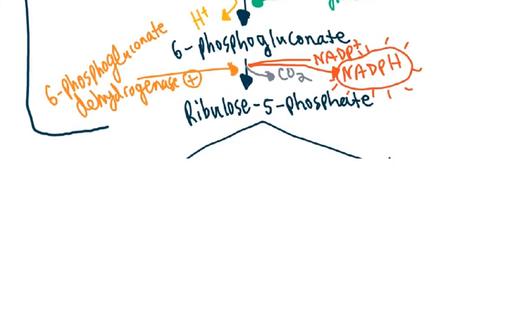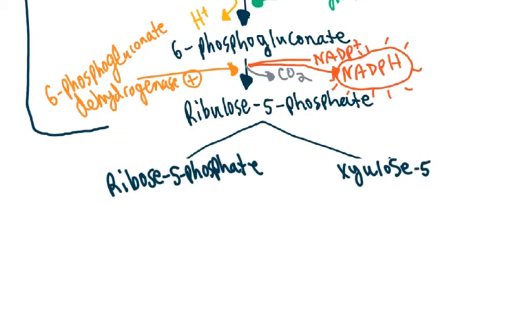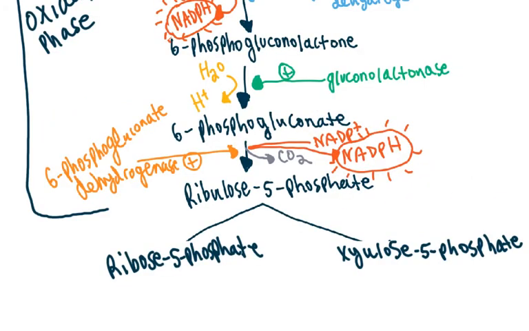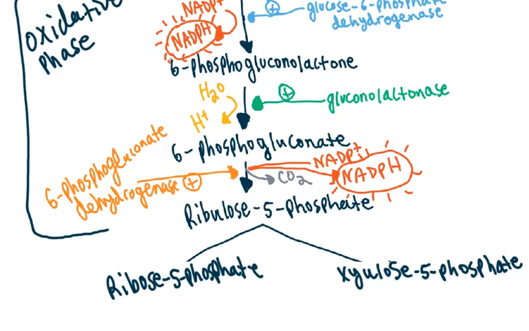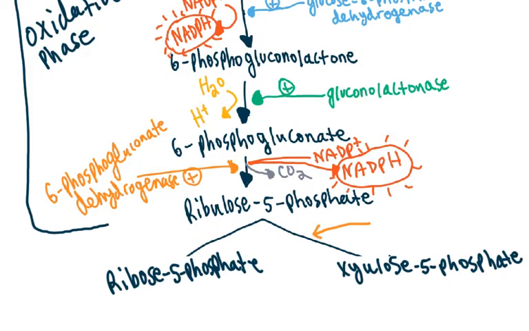Alright, so from ribulose 5-phosphate, let's actually write the compounds down first. From ribulose 5-phosphate, we get converted into ribose 5-phosphate and xylulose 5-phosphate. So 5-carbon molecules. Now, when you go from ribulose 5-phosphate to xylulose 5-phosphate, we actually use an epimerase enzyme. From ribulose 5-phosphate to xylulose 5-phosphate, we use the enzyme called ribulose 5-phosphate epimerase.